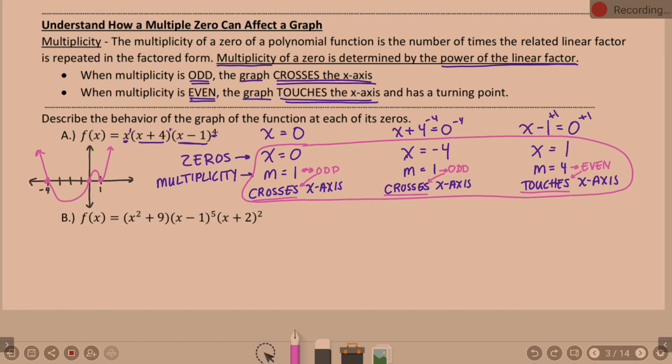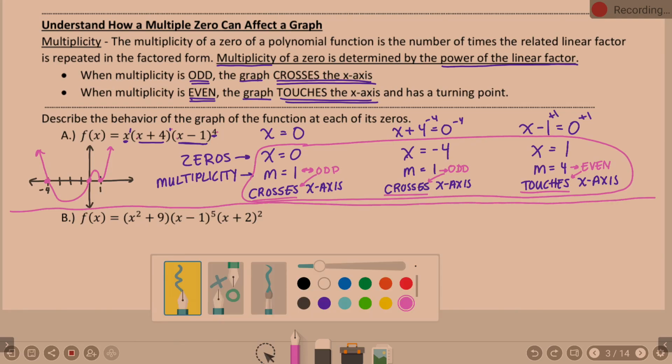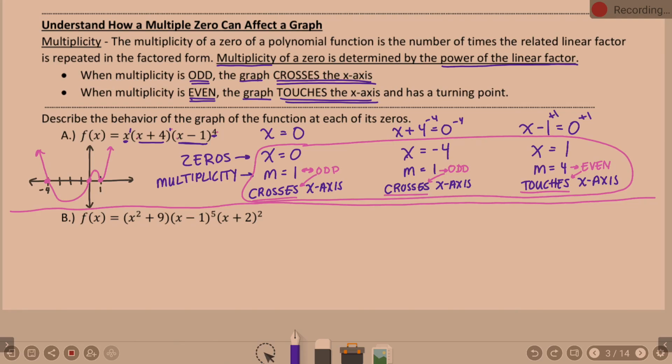Okay, so let's look at B. We need to start off finding our zeros, which means we're going to set each factor equal to 0. Sorry, I felt like I needed a line across there to separate all this. So set each factor equal to 0. We have a factor of x squared plus 9 equals 0. X minus 1 equals 0. And x plus 2 equals 0.